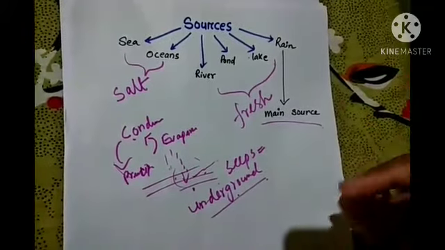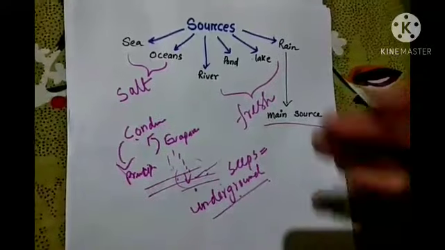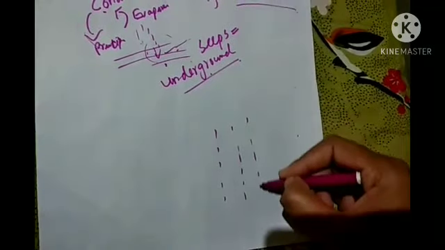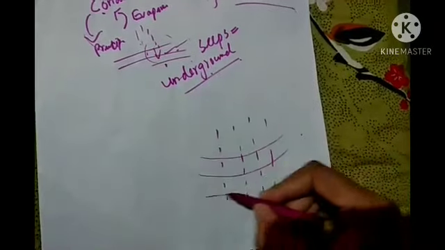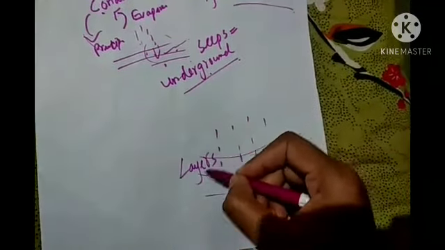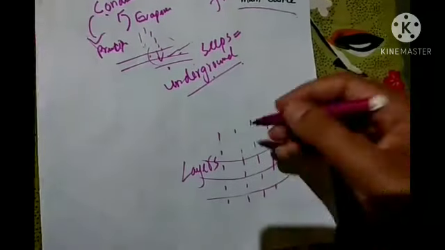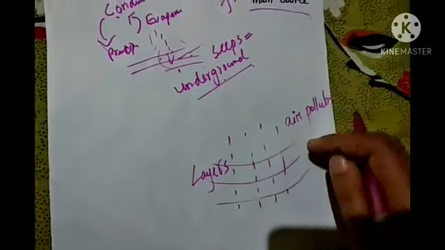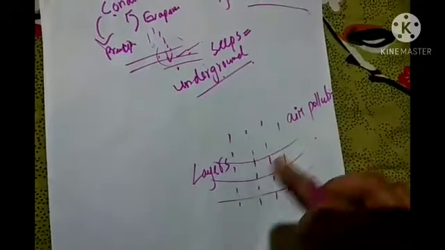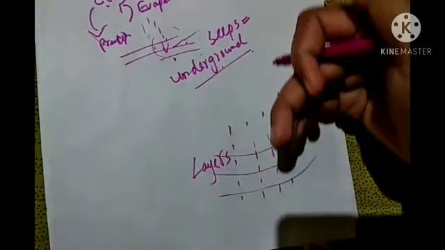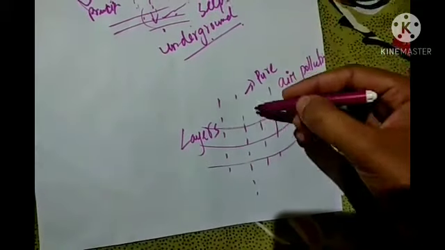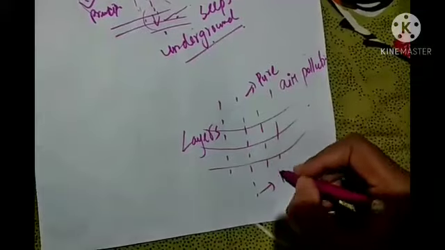Rainwater is the purest form of water. But when rainwater comes to our earth, there are a lot of layers in our atmosphere. When it passes through the layers, it picks up impurities in the air, due to air pollution. You know about this. Due to air pollution, it gets polluted because the air impurities are there in those layers. From up here it is pure water, but when it enters the layers and passes through them, it becomes impure.